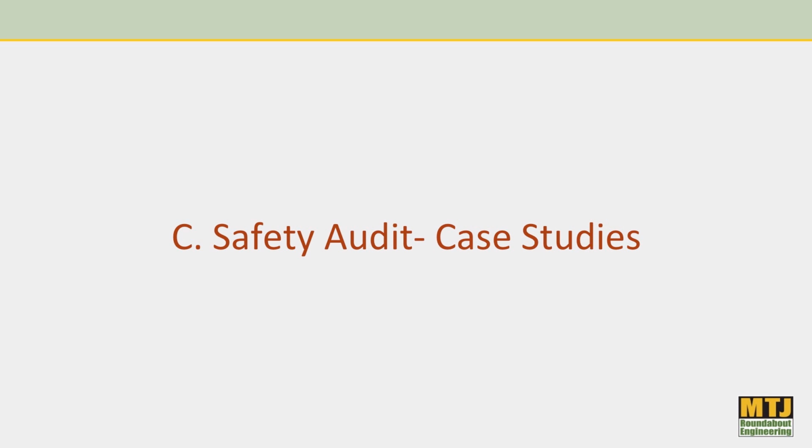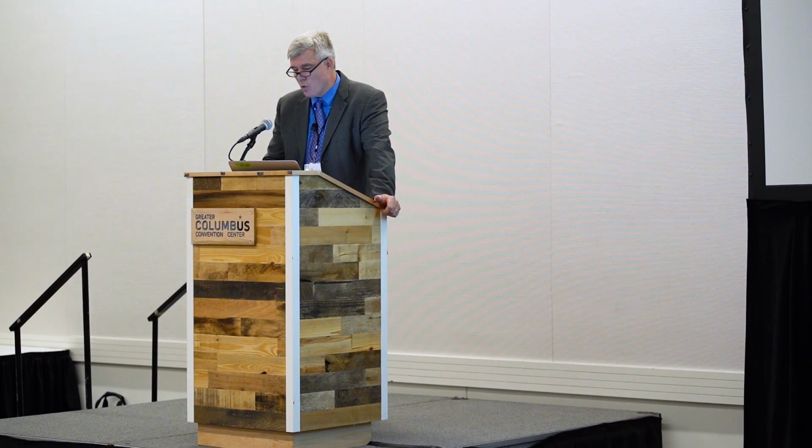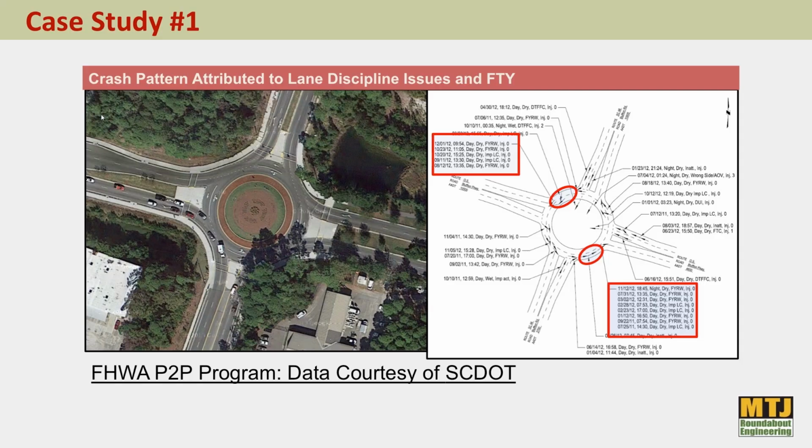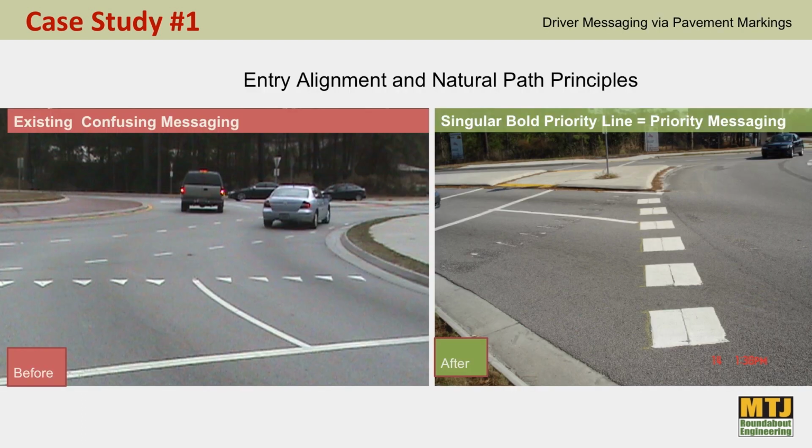So part C, 2 case studies. So just using signing and marking, and this first project is only markings. So they were having a pretty clear pattern of lane discipline type crashes at this project, and this is what it looked like at the entry as a driver. There's lots of different line types that it's hard to differentiate what means what. So we wanted to fix that.